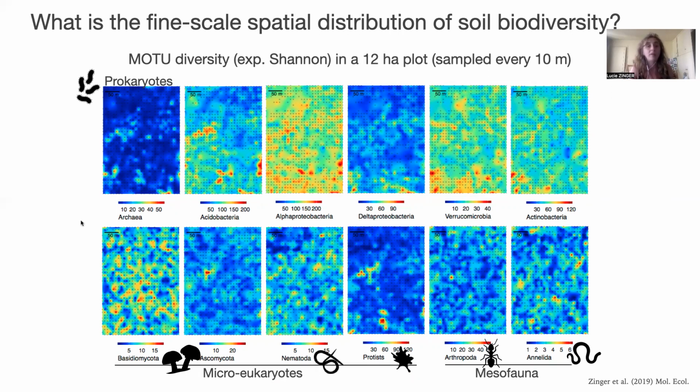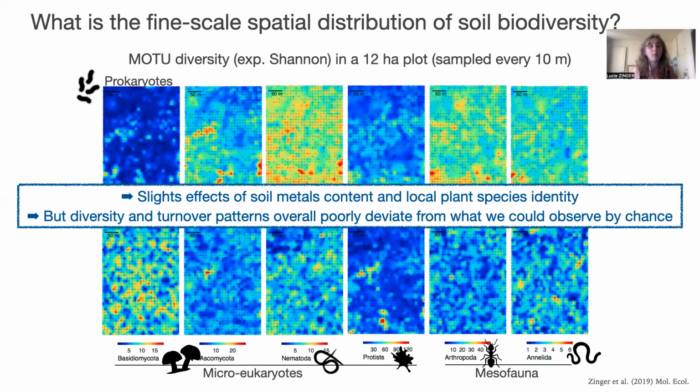We tried to explain these patterns with some contextual parameters, but found only a slight effect of soil metal contents, soil moisture, and local plant species identity. And in general, when we're using neutral community models, the result we obtained is that the spatial patterns we observed did not deviate that much from what we could expect by chance, which suggests that what drives this kind of distribution rather corresponds to neutral dynamics.